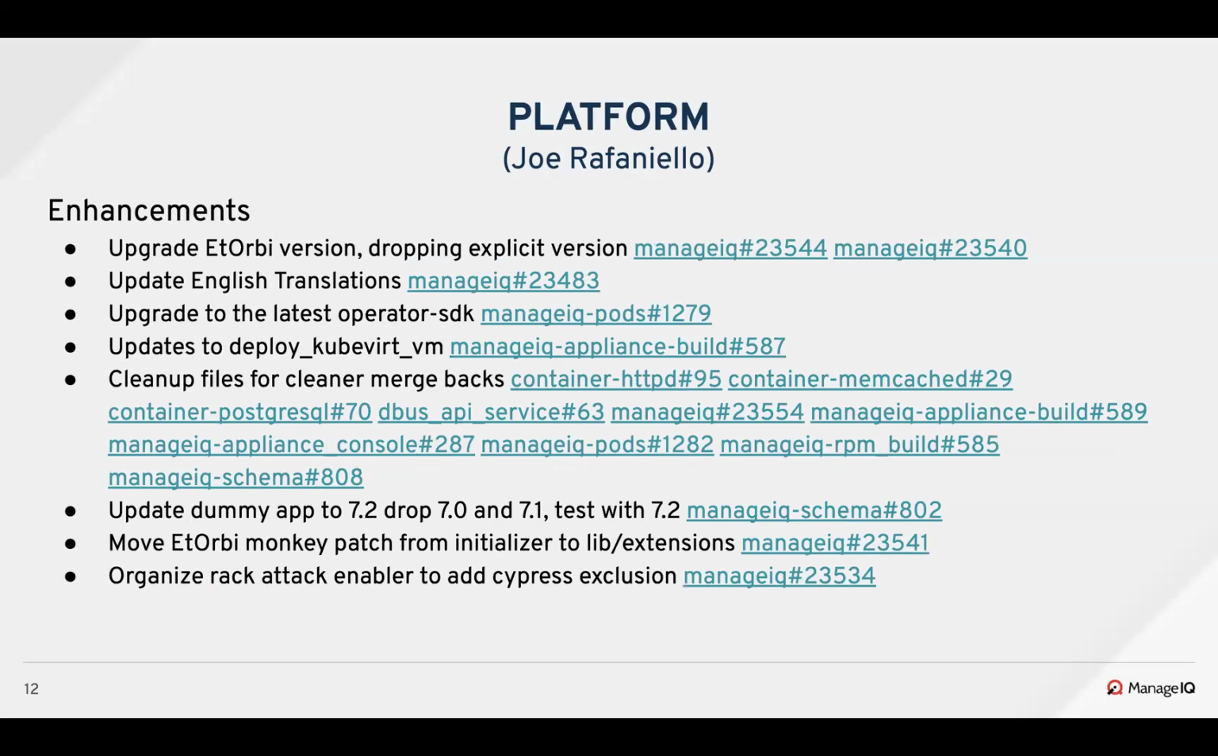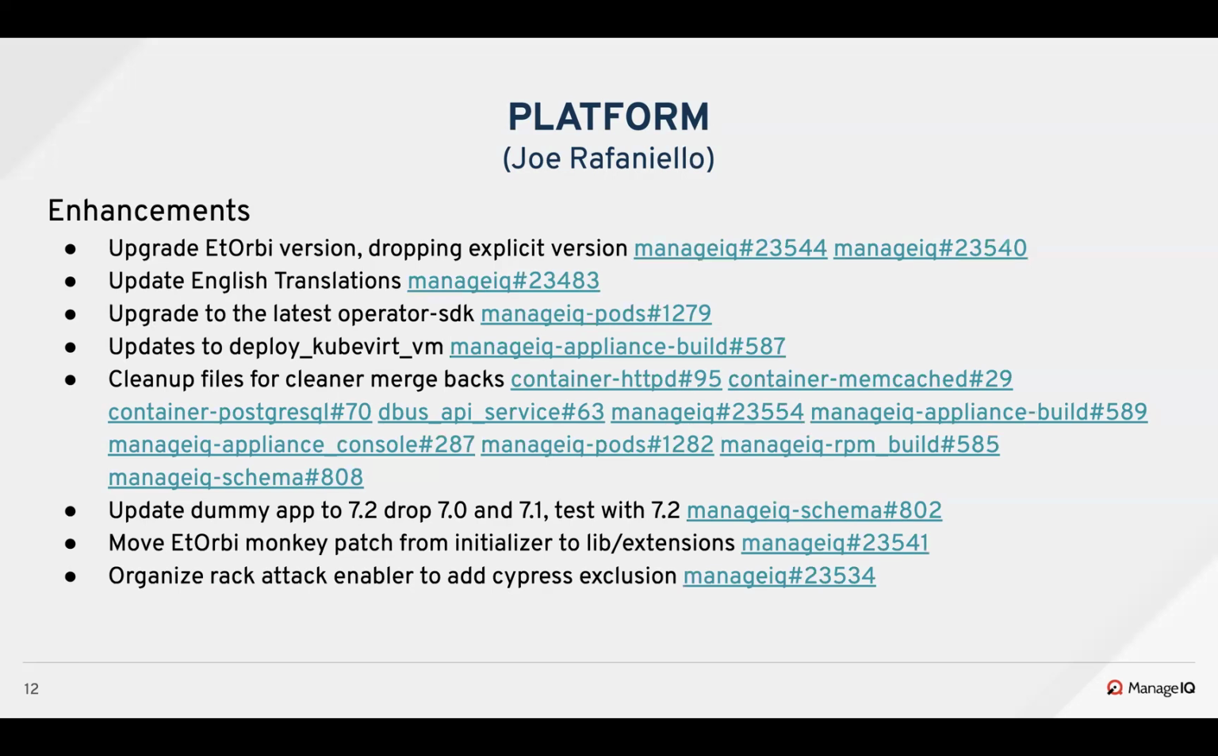Thanks, Adam. For platform enhancements this sprint, Keenan upgraded at Orbi, which enabled him to remove the as duration monkey patch. The bot generated updated English strings for translation. Brandon updated pods to the latest operator SDK. Jason made several improvements to the deploy KubeVirt VM script, which is used for installing appliances into Kubernetes. Jason opened PRs across several repos to simplify merges from master back into release branches.